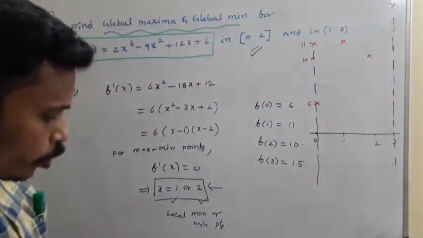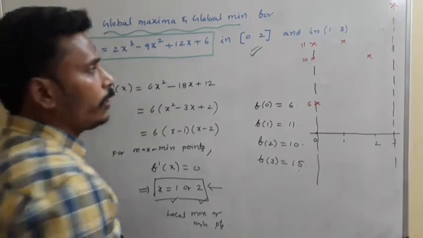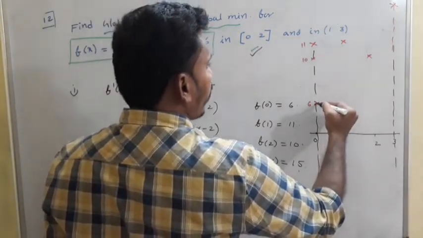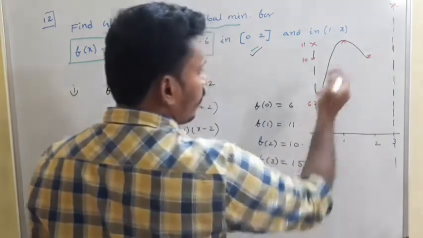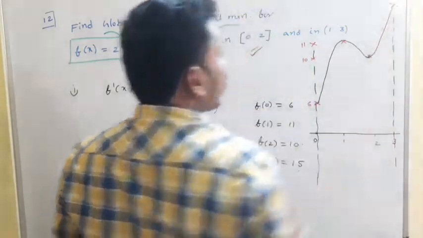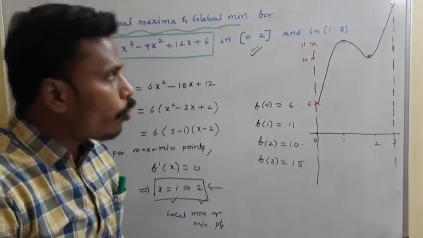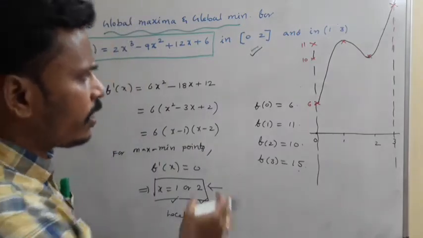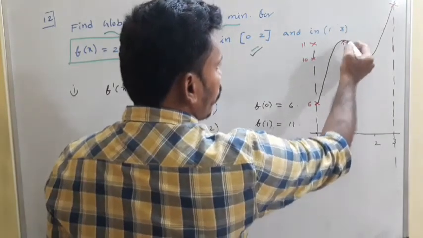That's the point. So we need to sketch the graph in this particular region, 0 to 3. So at 0, 6, and at 1, 11, at 2, 10, and then at 3, 15. Again it moves like that. This is the rough sketch of the graph in the open interval 1 to 3. Okay, I included 0 also, but since we need it from 1 to 3, right? So from 1 to 3, okay.